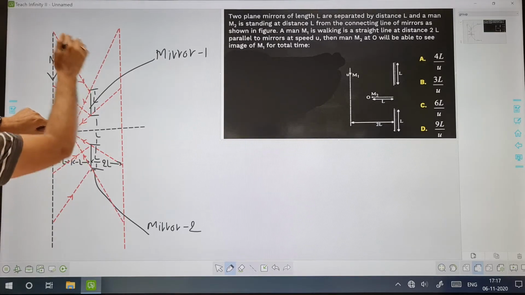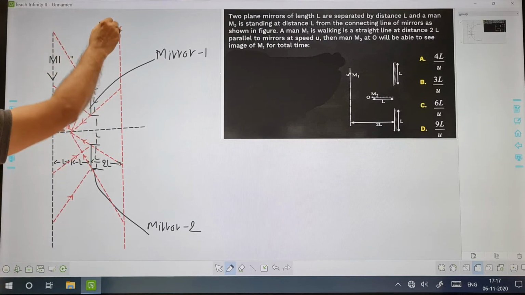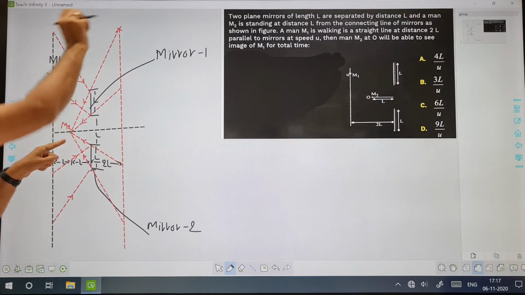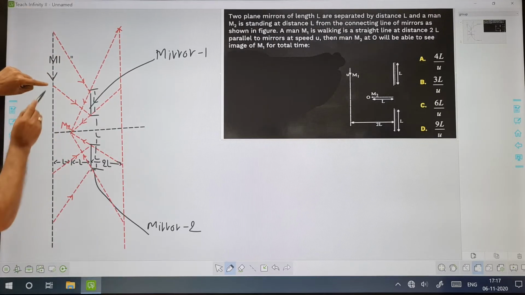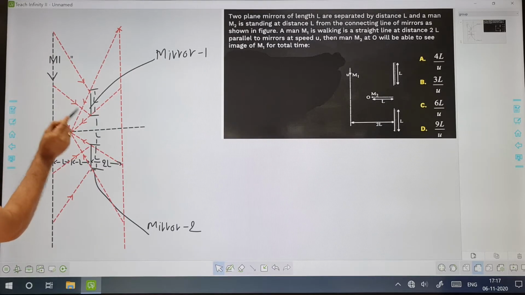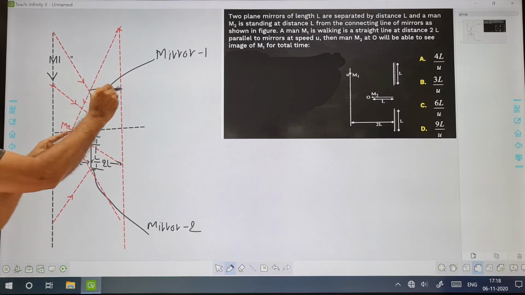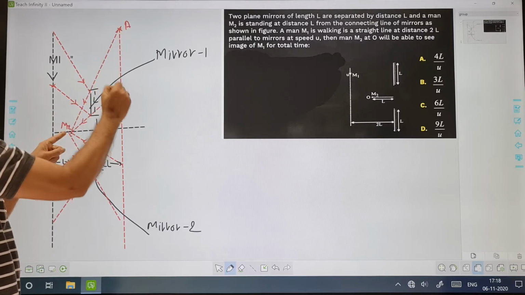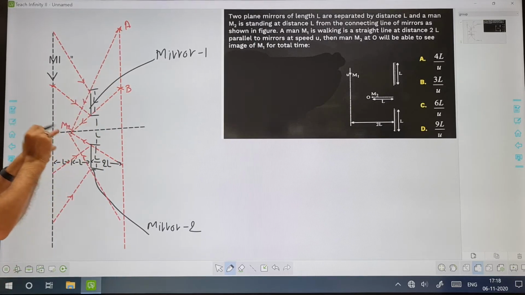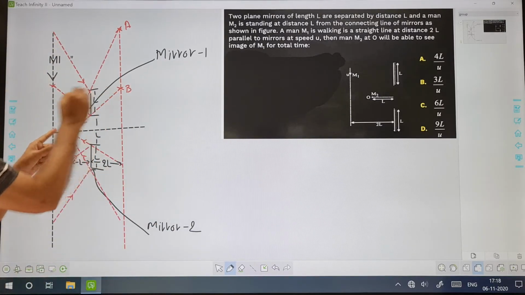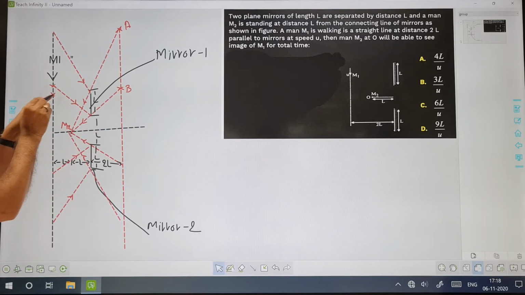So if we explain it, where will the image form? It will form here. So person M2 can see this person M1 through mirror 1 at this position. Then coming down, this is the incident ray at the lower part of mirror 1, and this is reflected. So M2 can see the position of M1 at this point. So from point A to B, M2 can see the image of M1 through mirror 1. Once it comes over here, this ray cannot be reflected.